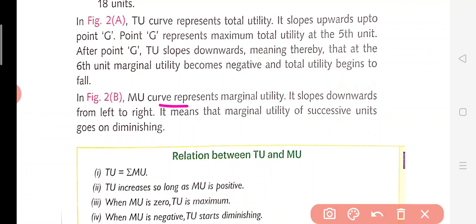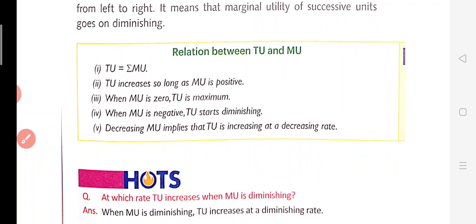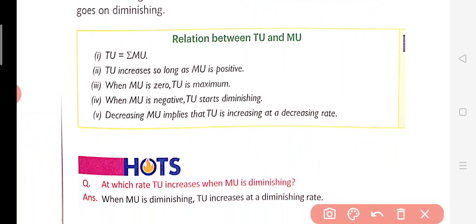Now, the MU curve represents marginal utility. We know this. Now it slopes downward from left to right. It means that the marginal utility of successive units goes on diminishing. Now the relationship is this, which you can write along with the diagram of the schedule. This is the relationship between TU and MU.